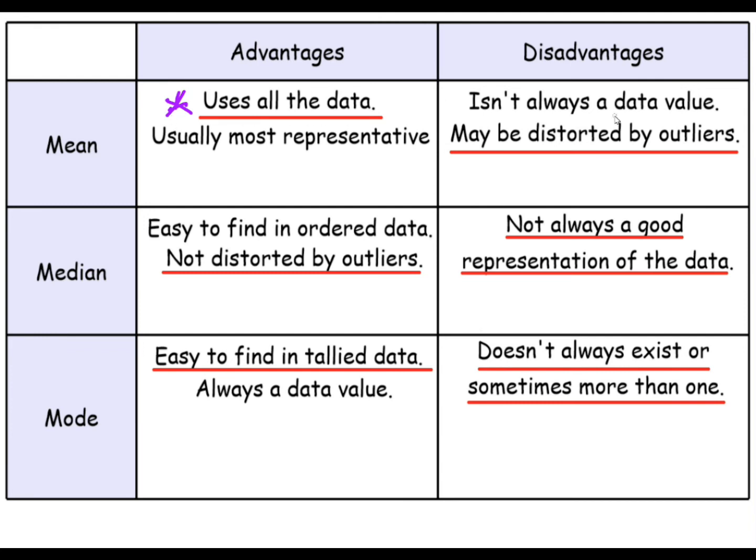However, there is a disadvantage to the mean where if we have data like 2, 3, 3, 4 and 120, this would be an outlier. It's miles away from the rest of our data, so it can be distorted by outliers. So the advantage of the mean is it uses all the data. The disadvantage is that it could be distorted by outliers.